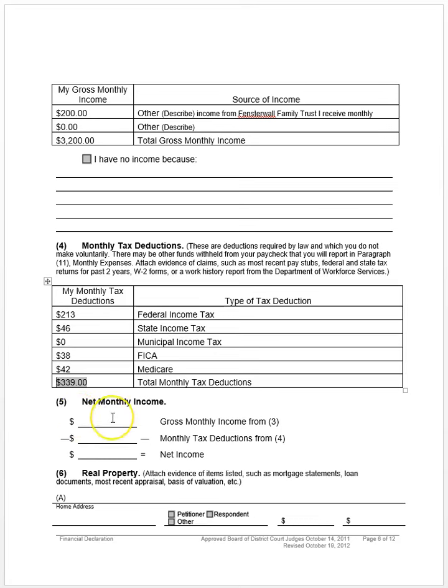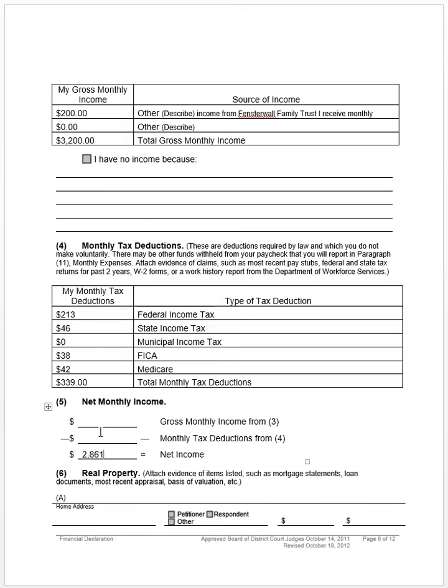Now I go down to net monthly income. Well, as you can see, if my gross income is $3,200, and my deductions for tax purposes are $339, then I'm just going to take $3,200, and I will have a calculator handy when I start to do some of these things. I'll take $3,200. Now, if you can do this in your head, that's wonderful, but I'll do $3,200 minus $339, and that gives me a net income, which I'm going to write down first, of $2,861.